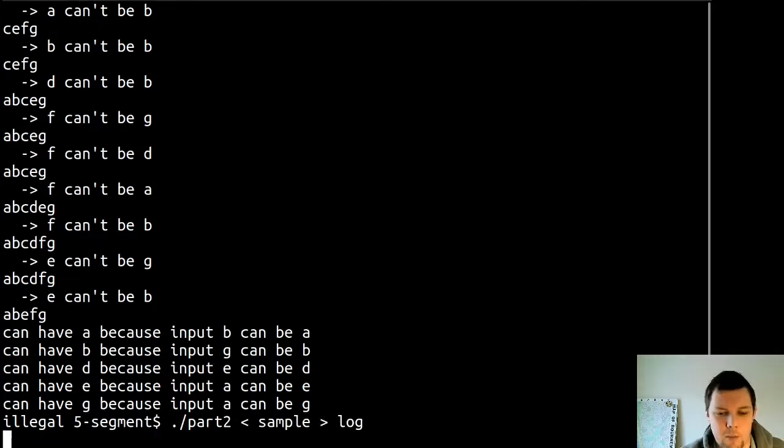I've just noticed a problem there because we'll say things like can have E because input A can be E, and can have G because input A can be G. But if input A is the only one that can be E and the only one that can be G, then we can't have both E and G. However, currently we seem to be failing on thinking we can't have enough numbers, not thinking we can have too many numbers.